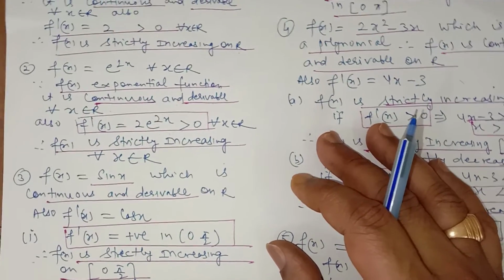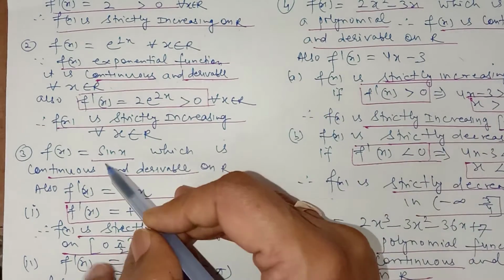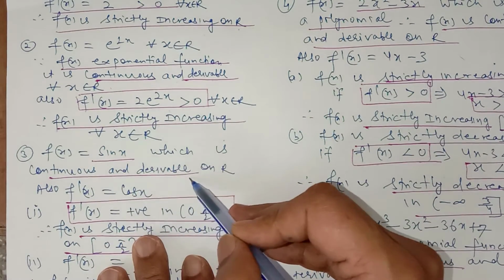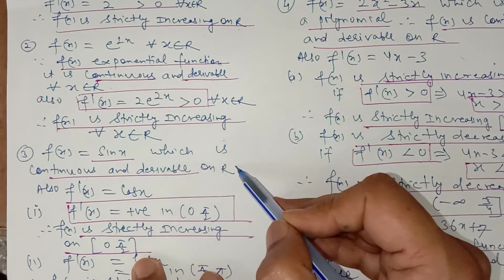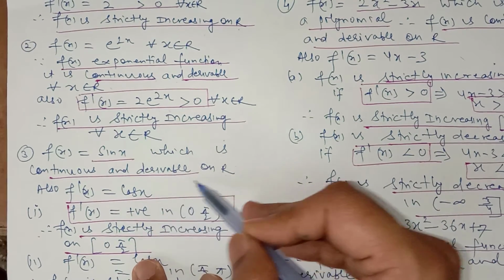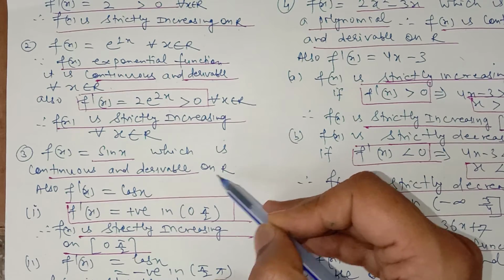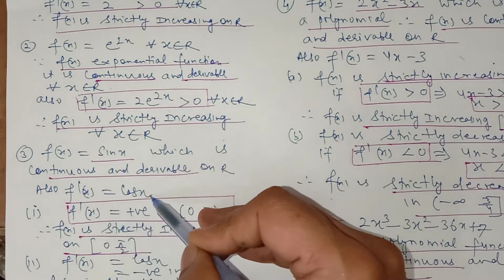In question number 3, we have the function f(x) is equal to sin x, which is continuous and differentiable on R. We know that the sine function is continuous and differentiable on R. You know the graph of this, it is always continuous, and the sine and cosine functions are always continuous in their domain. Find its derivative, f'(x) is equal to cos x.